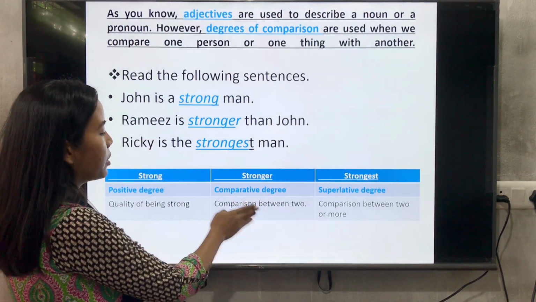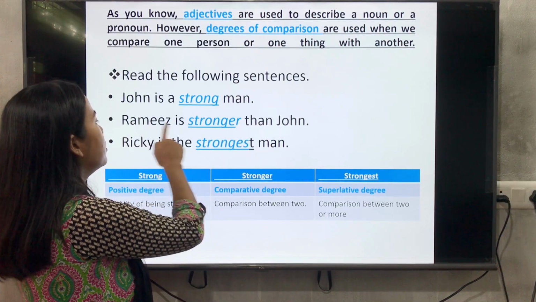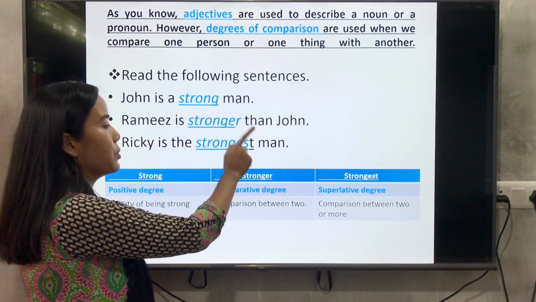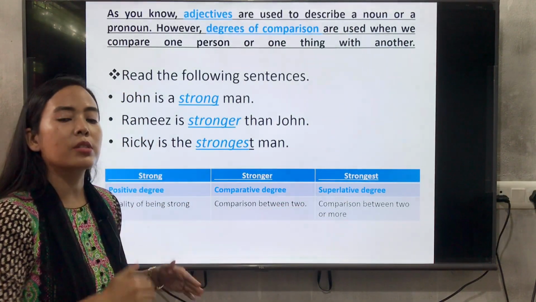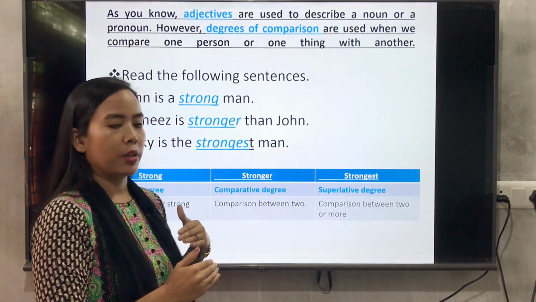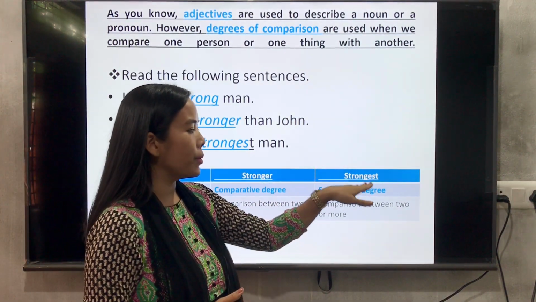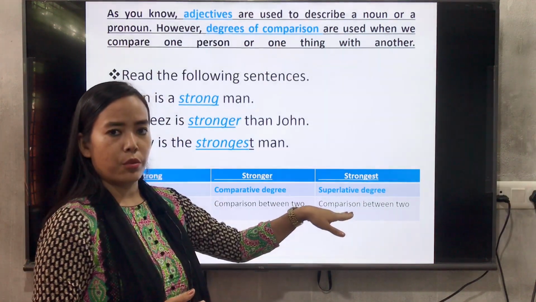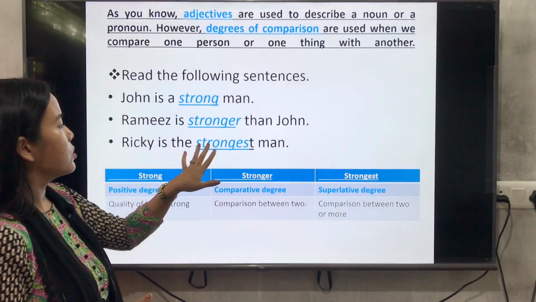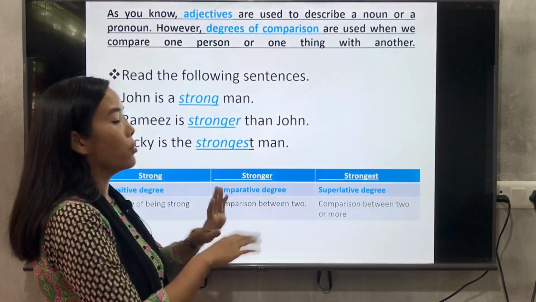It is comparative degree because there is a comparison between two. Ramesh is stronger than John. That means there is a comparison between Ramesh and John. Now, superlative degree. Superlative is the highest form of degree. Strongest is the superlative degree because there is a comparison between two or more than two. So Ricky is the strongest man. He is stronger than Ramesh. He is stronger than John. He is strongest of all men.